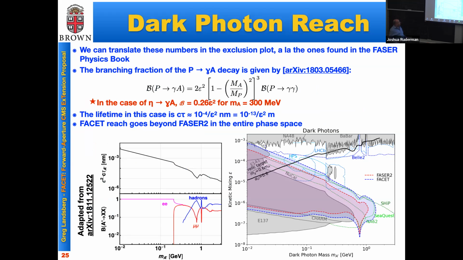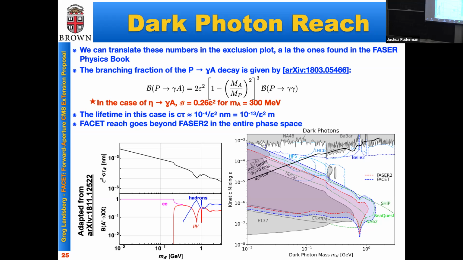So these are the dark photons. Essentially, we look at the pseudoscalar decaying to a photon and a dark photon, and it's proportional to the kinetic mixing squared. So the figure of merit is the kinetic mixing squared times c tau, and that's how it looks as a function of the mass of the photon. And this is how the sensitivity compares.